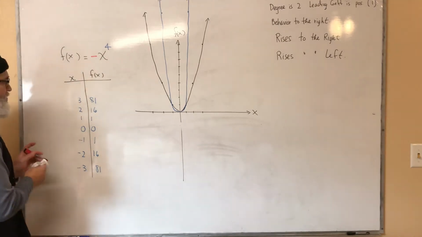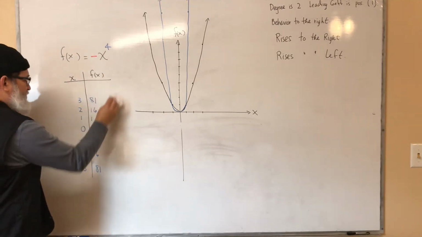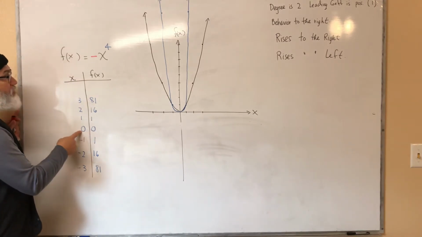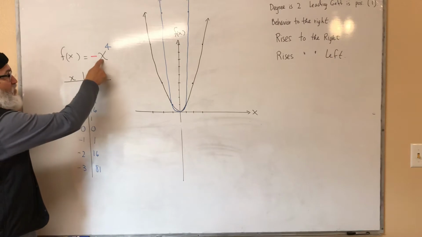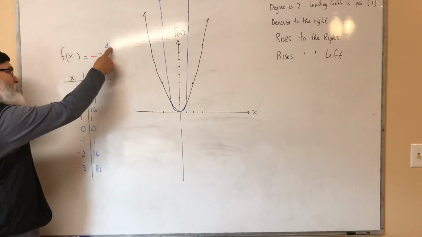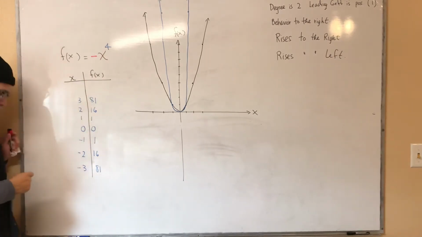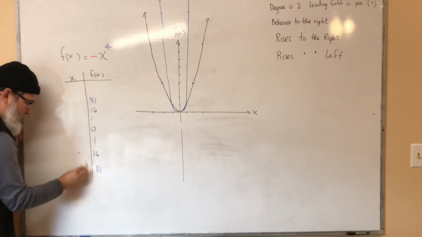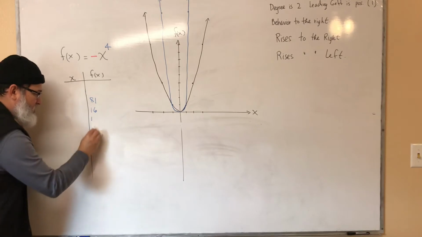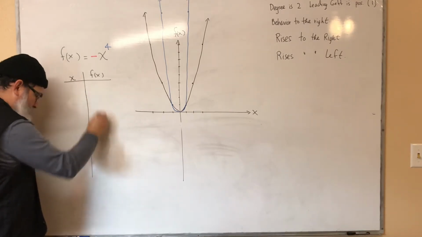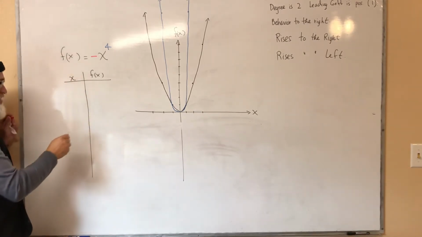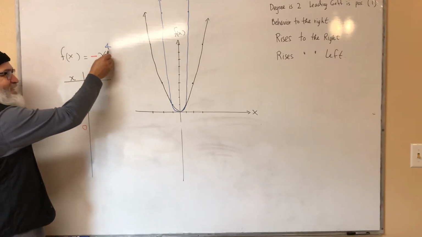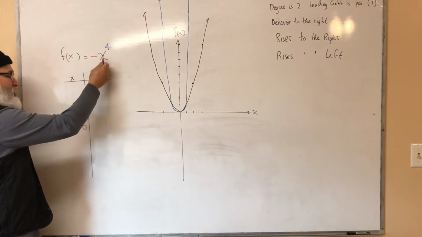Watch what happens. When x is 0 right there, 0 to the fourth is 0. So the answer is 0. Let me erase this, okay? You already have this. So let me erase this, and I'm going to show you what's going on. So when x is 0, 0 to the fourth is 0, and then negative 0 is just 0.